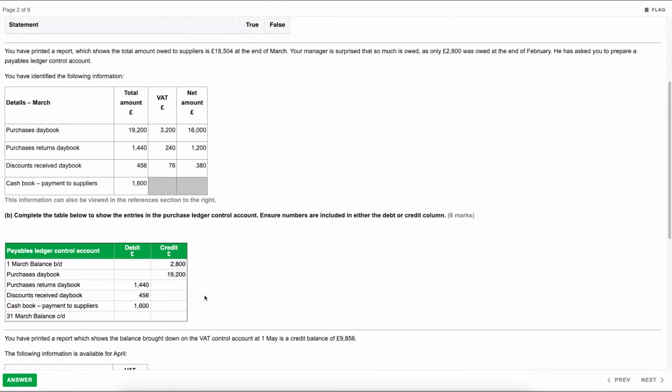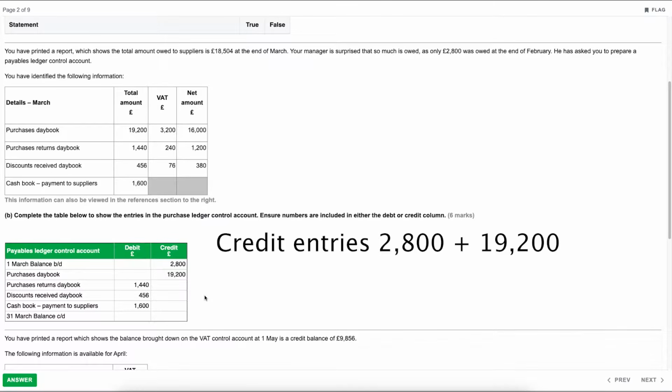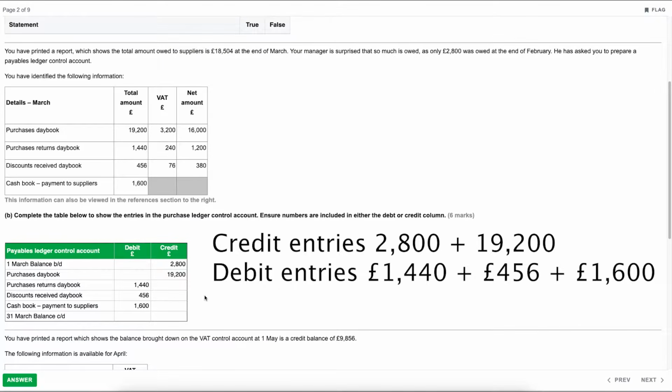So then the last step is to calculate our balance carried down at the end of the month. So this works the same as any other account. What we would do is we would add up our debit entries, add up our credit entries, and then the difference between the two is going to be your balance. And remember, the balance carried down needs to go on the lower side of the account to balance it off so that both sides equal, and that will then be brought down on the opposing side at the start of the following month. So what we need to do, add up our credit entries, add up our debit entries, and then the difference between the two is going to be our balance.